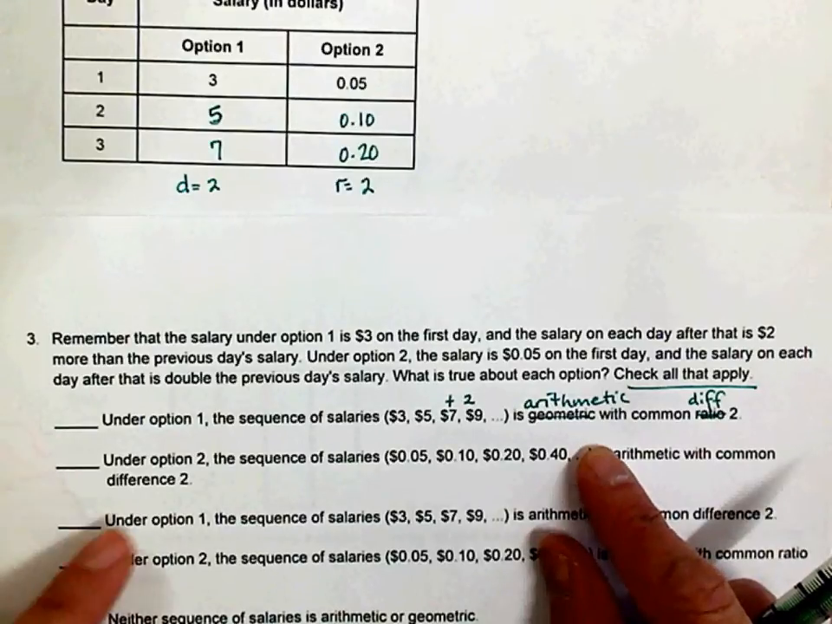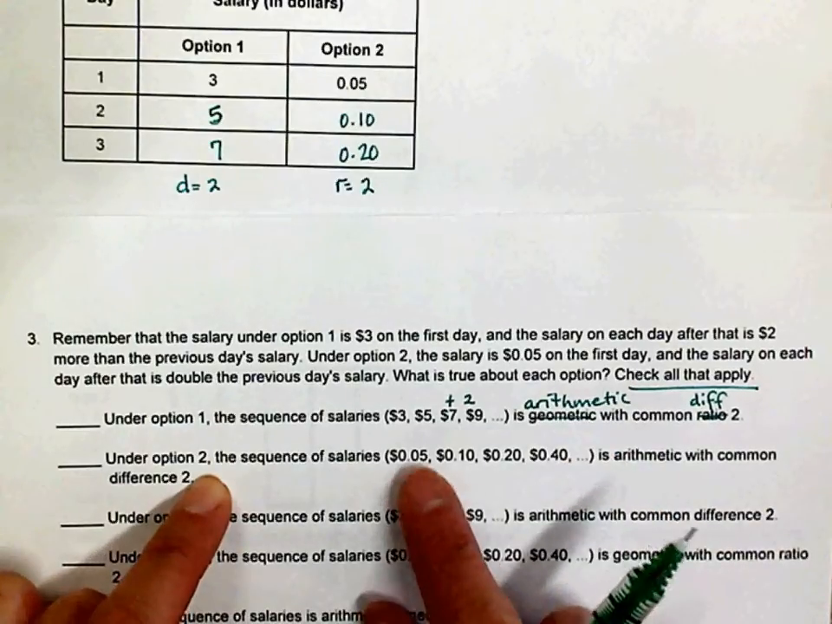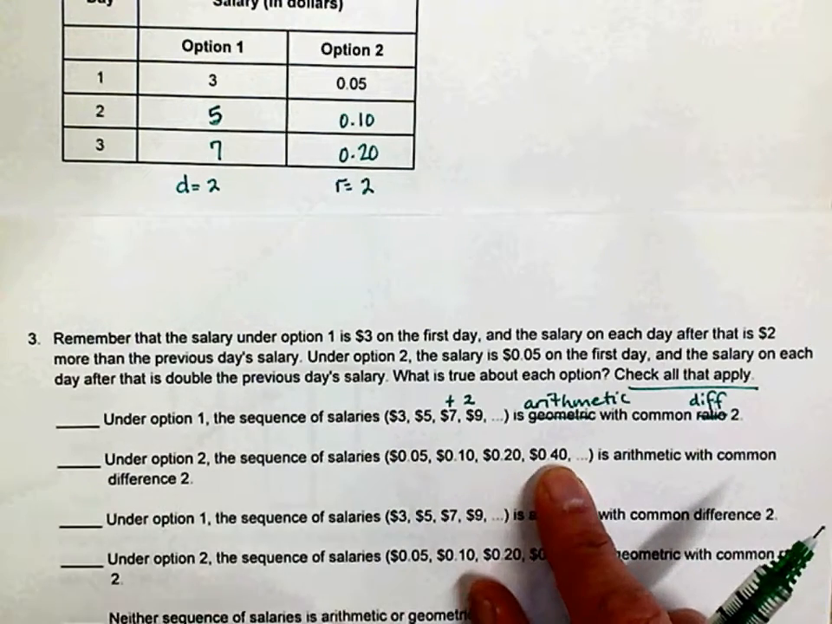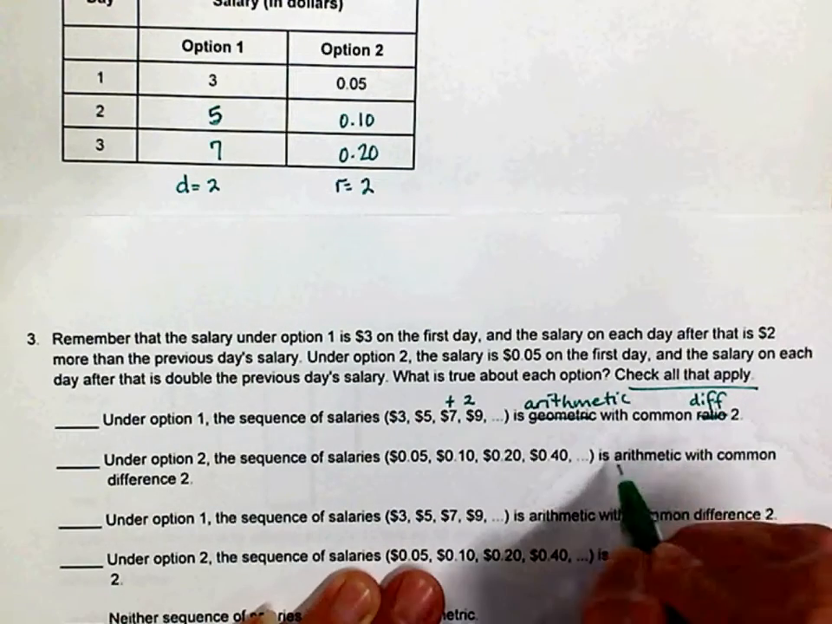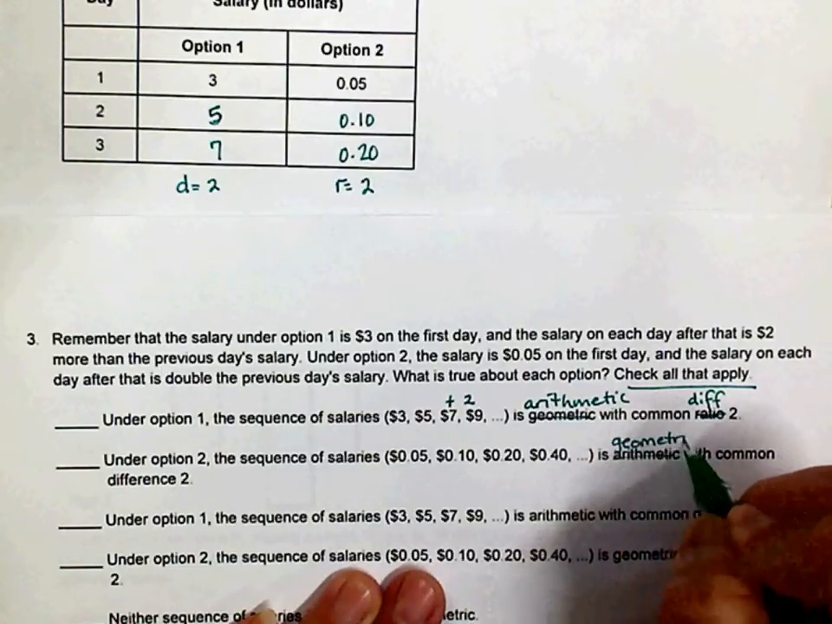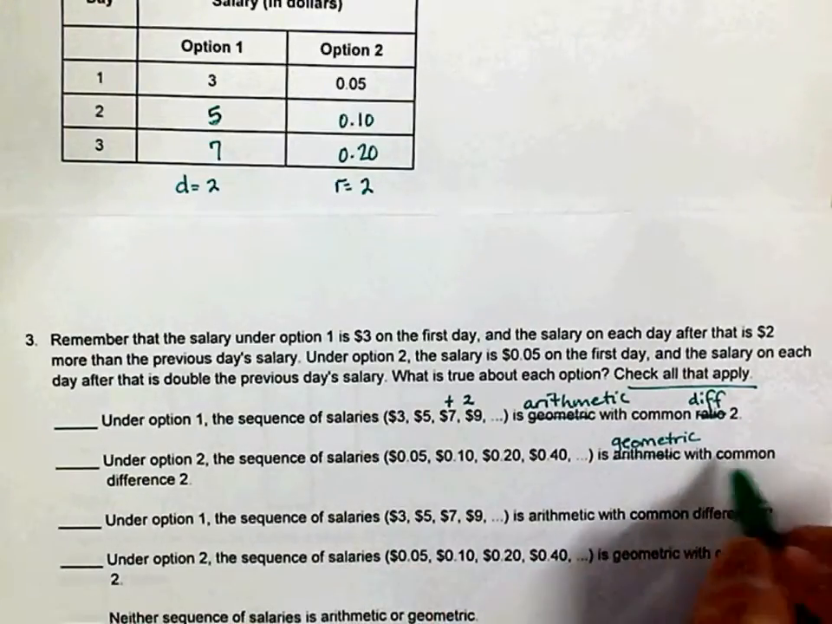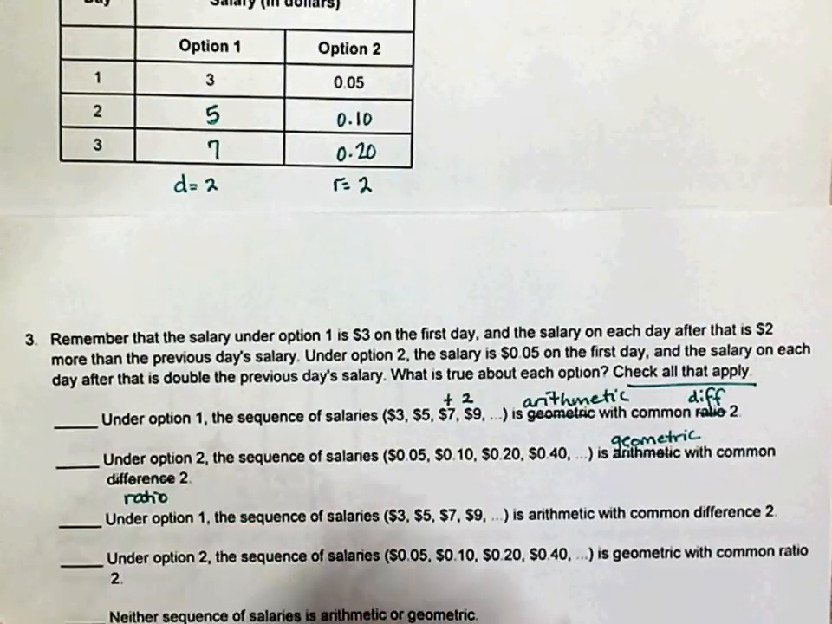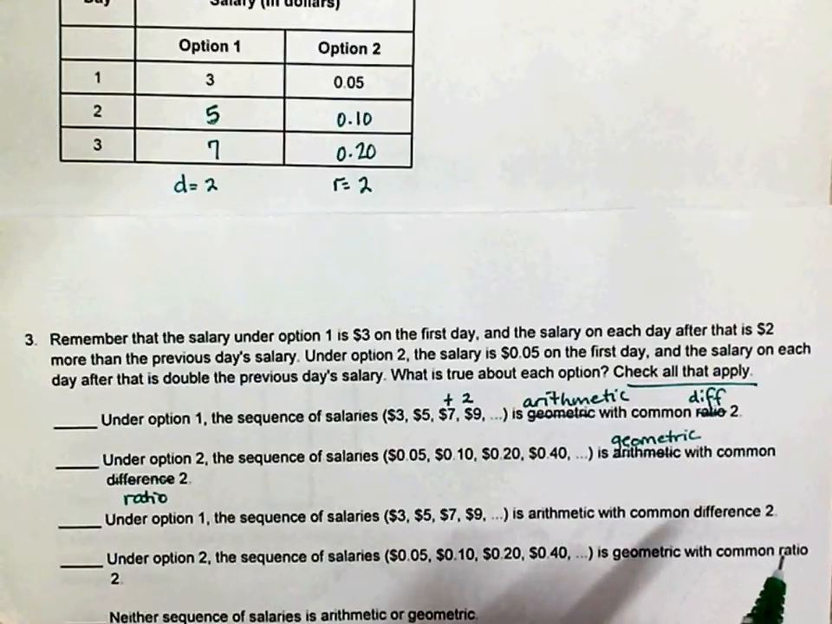Under option 2, the sequence of salaries is 5 cents, 10 cents, 20 cents, 40 cents. Notice I am doubling, I am multiplying by 2. That is not called arithmetic, that is called geometric. And since it's geometric, it doesn't have a common difference, it has a common ratio. So this one is not the correct answer either.